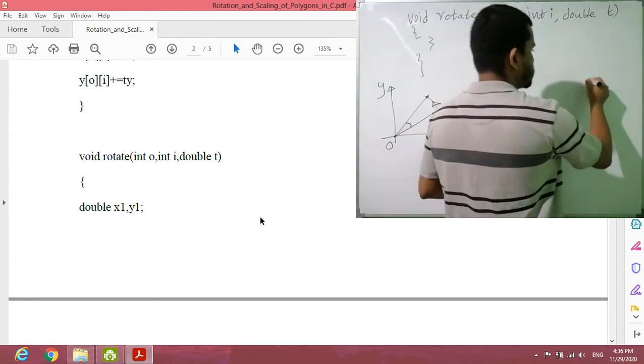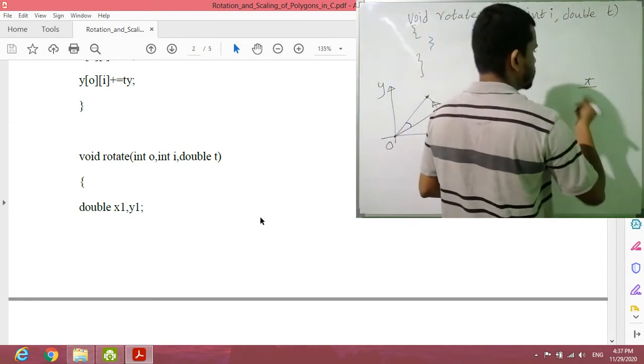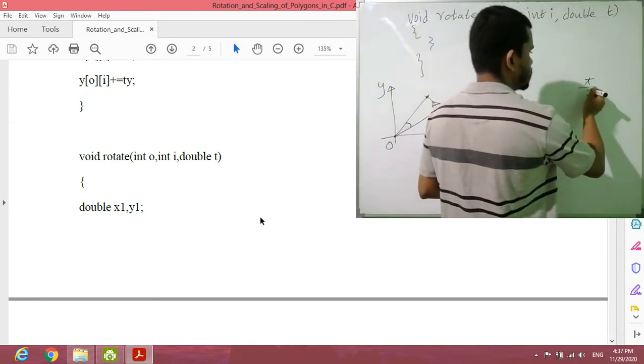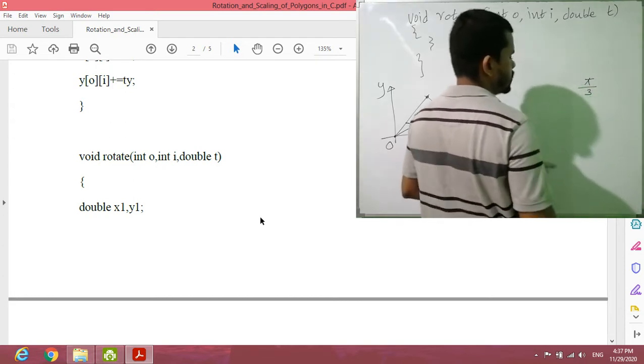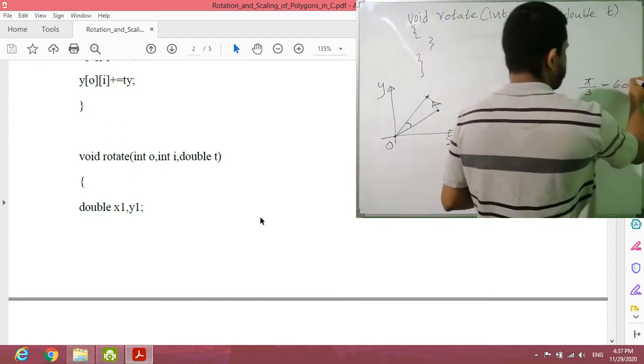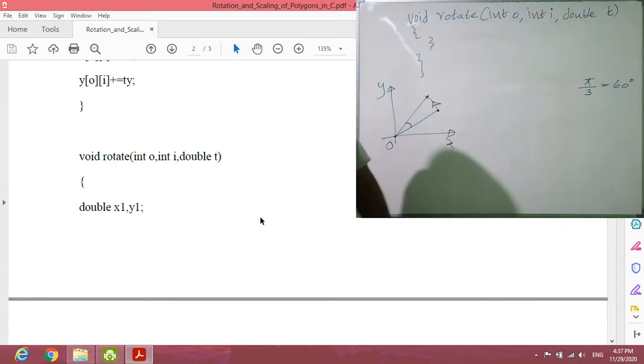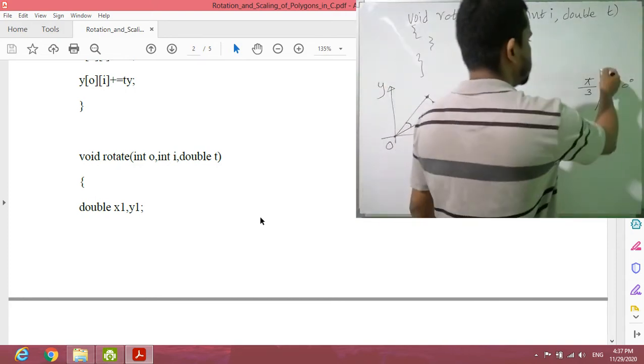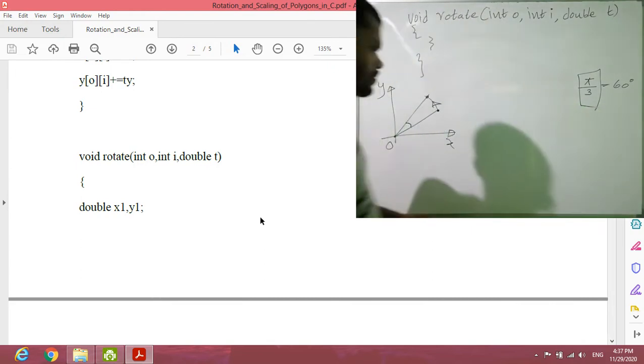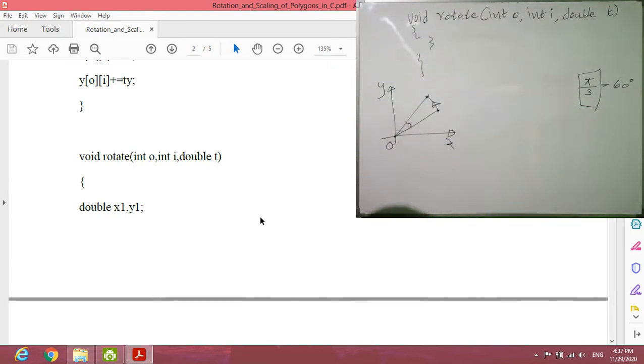If we pass pi by three, that means 60 degrees. Okay, in that way you have to pass it in radians. Now let's try to understand the body.